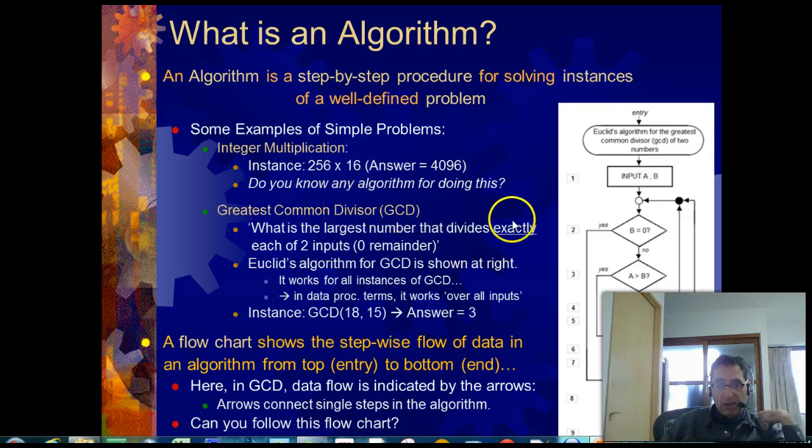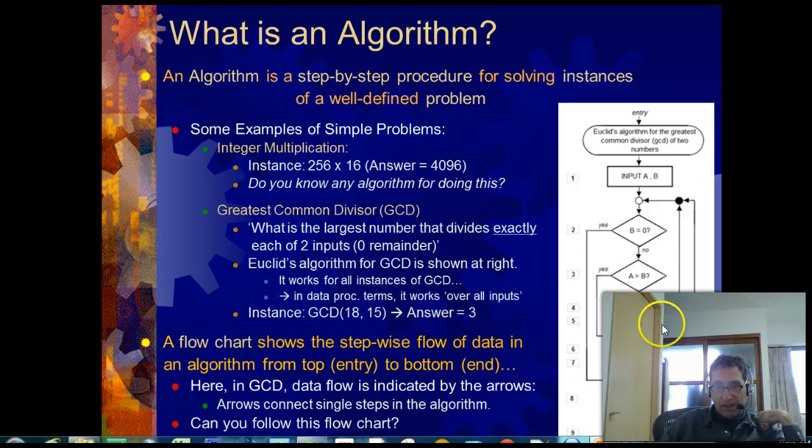Okay, greatest common divisor, we just talked about that. What is the largest number that divides exactly each of two inputs with zero remainder? In other words, Euclid's algorithm for GCD is shown at the right. It works for all instances of GCD. In data processing terms, it works over all inputs. So no matter what inputs you put in here, apparently this algorithm will work. For example, 18 and 15, the answer should be 3. The greatest common divisor of 18 and 15 is 3.